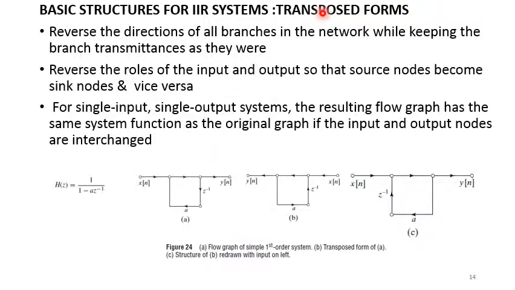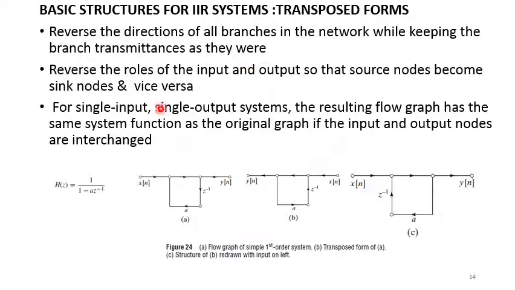So the next topic is the transposed form. In transposed form, what we do is reverse the direction of all the branches in the network while keeping the branch transmittances as they were. We also reverse the roles of input and output, so that the source node becomes the sink node and the sink node becomes the source node. For a single input, single output system, the resulting flow graph will have the same effect as the original graph if the input and output nodes are interchanged.